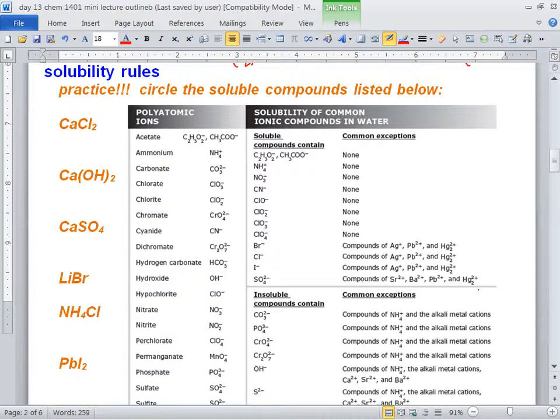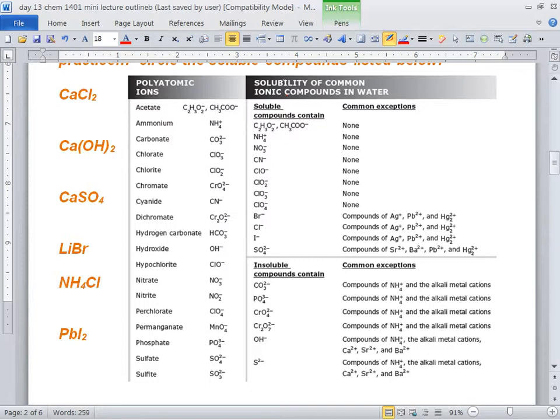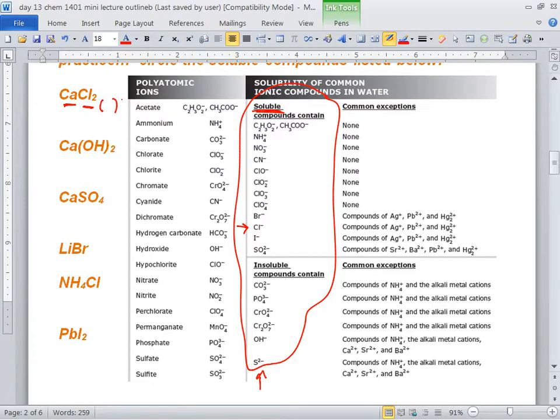We want to circle the soluble compounds. Okay, I'll show you how to do this first one. It's calcium chloride. So we have to look for the calcium or look for the chloride. Now the calcium's nowhere really to be found. So the chloride is there though, because here it is. And it's listed under soluble. So that means, hey, go put an AQ or an S on it. Put an AQ because soluble is AQ.